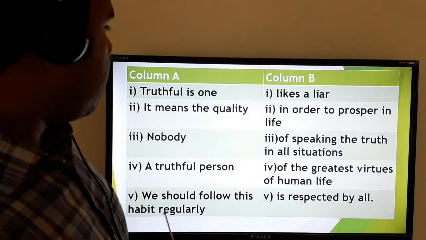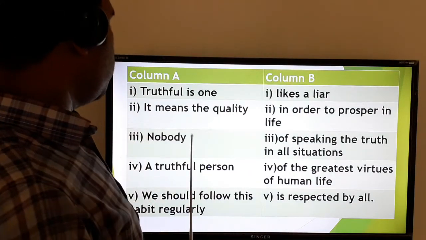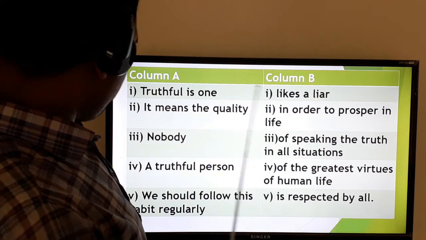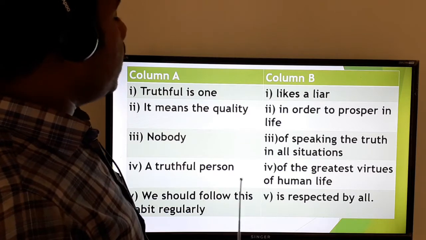Now there is another table for you. We are also talking about the quality of truthfulness. Truthful is number 1. It means the quality of a truthful person. We should follow this habit regularly.